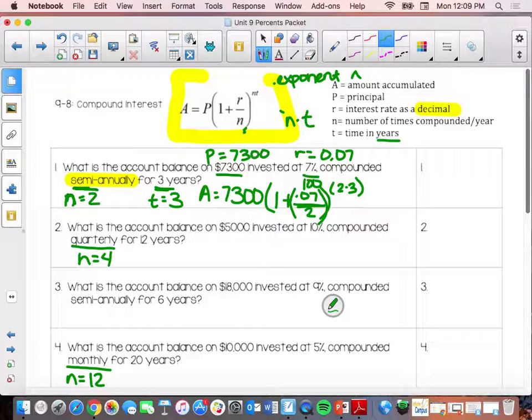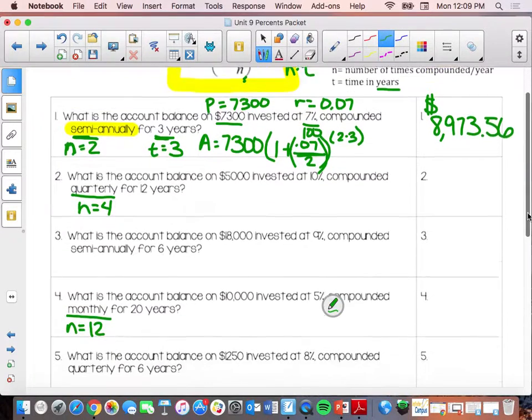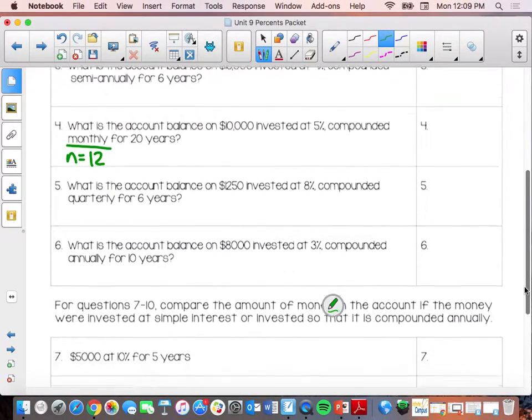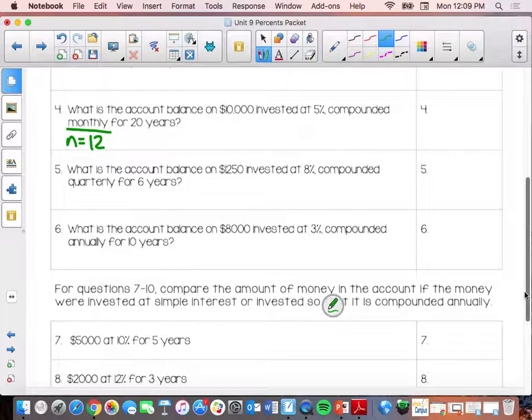Your final answer, if you put it in right, which please do actually try to put this in your calculator, and if you don't know how to do it, please ask questions. It should be $8,973.56. If you don't get that number, please go back and check and see what went wrong. Okay, if you did get that, great job. Keep going. So let's try one other one like this.